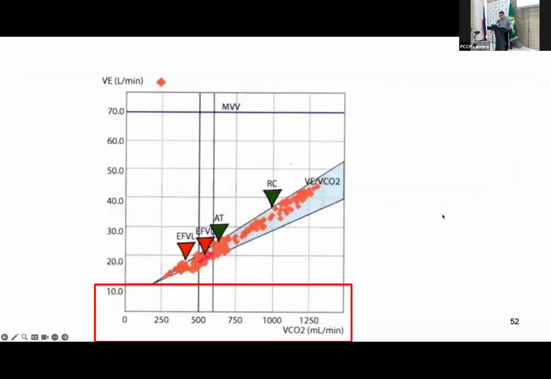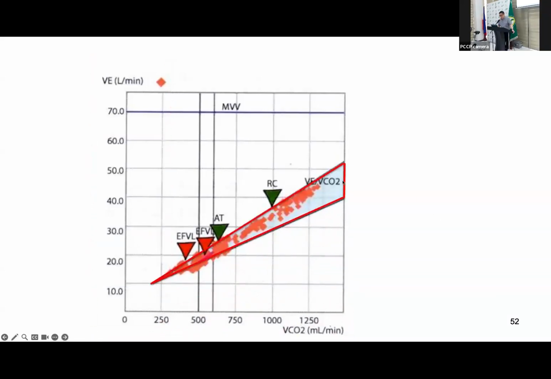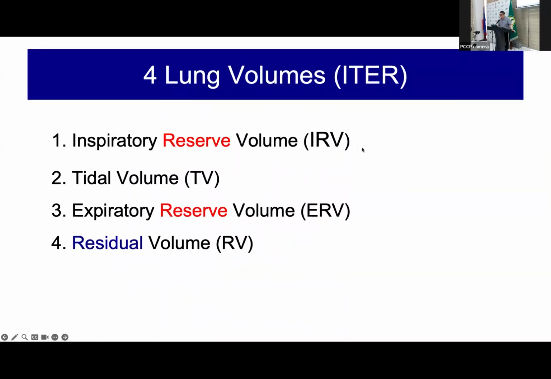VE versus VCO2: X is carbon dioxide output, Y is minute ventilation. That's the expected pathway of your respiratory equivalent for carbon dioxide. The subject's increase in VE is within the expected pathway, so by just eyeballing, it is normal. If it goes outside here, you can deduce that there's increased physiologic dead space ventilation. We now go to the changes in the exercise tidal loop, which Bernice explained earlier.